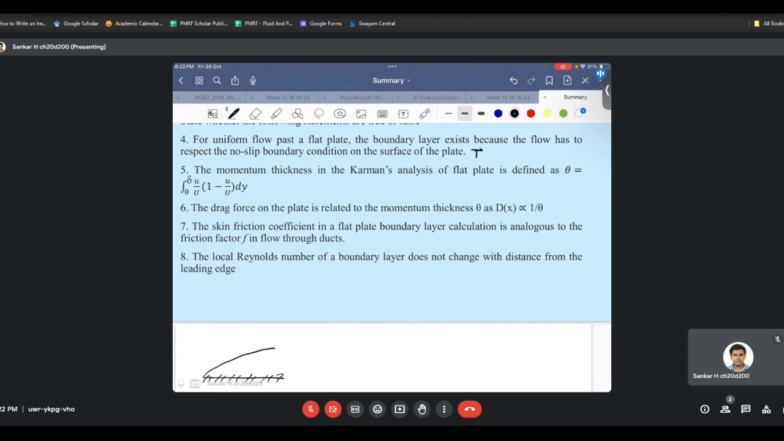From the discussion we had in class, this was what we have defined as the momentum thickness. There is a boundary layer thickness, there is a momentum thickness, and there is also a displacement thickness. And the momentum thickness described here in the Karman's analysis of the flat plate is the correct answer. So therefore this is a true statement.